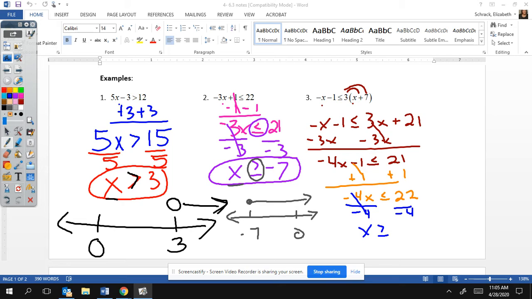And before I write 22 over 4, I can do some reducing. Both are divisible by 2. 22 divided by 2 is 11. Negative 4 divided by 2 is negative 2. So my answer is x is greater than or equal to negative 11 halves.